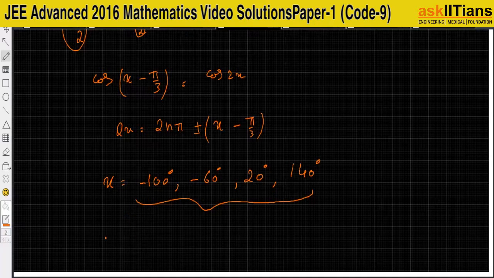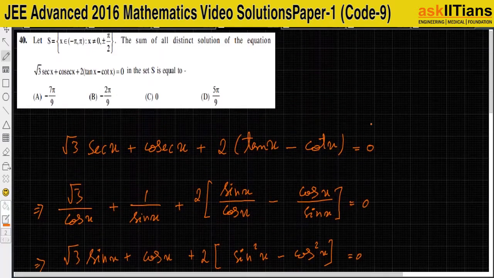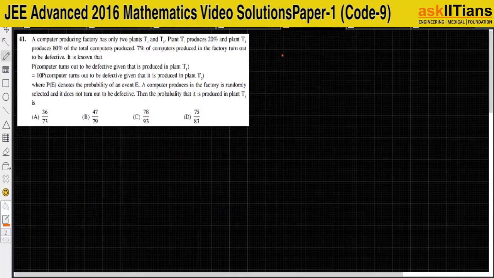Now if I add them all, because they have asked me the sum of all the values of x, the sum will be 0. If I add them, everything gets cancelled, so the final answer would be sum is equal to 0. So the answer is option C. Sum comes out to be 0. So, interesting question. Let's move on to question number 5.